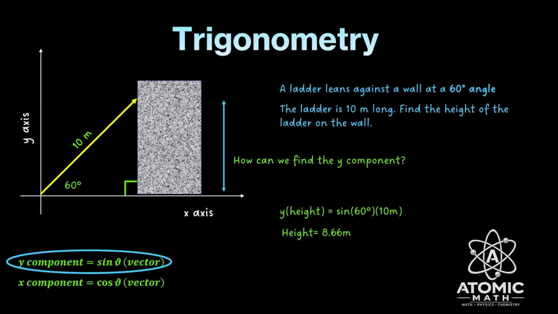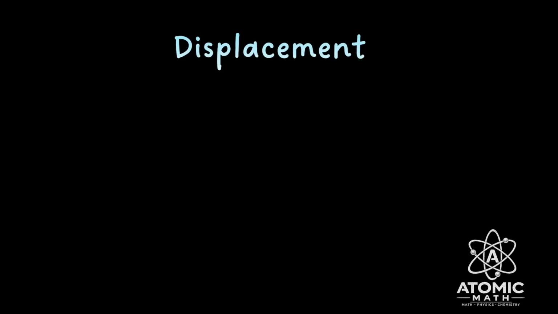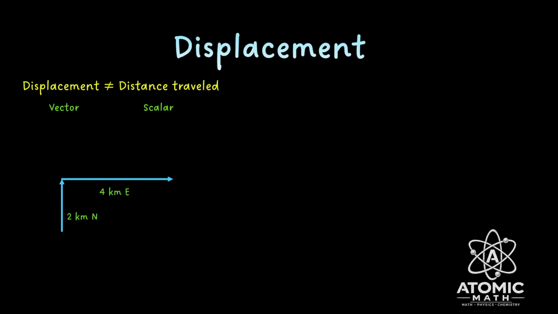Now let's look at something called displacement. Displacement is not the same thing as distance traveled, because displacement is a vector, and the distance traveled is a scalar. So let's look at an example so we can see the difference. You travel north for 2 kilometers, then you turn and travel east for another 4 kilometers. Then you turn again and go another kilometer north. So as far as your car is concerned, you have traveled a distance of 2 plus 4 plus 1. You've traveled 7 kilometers.